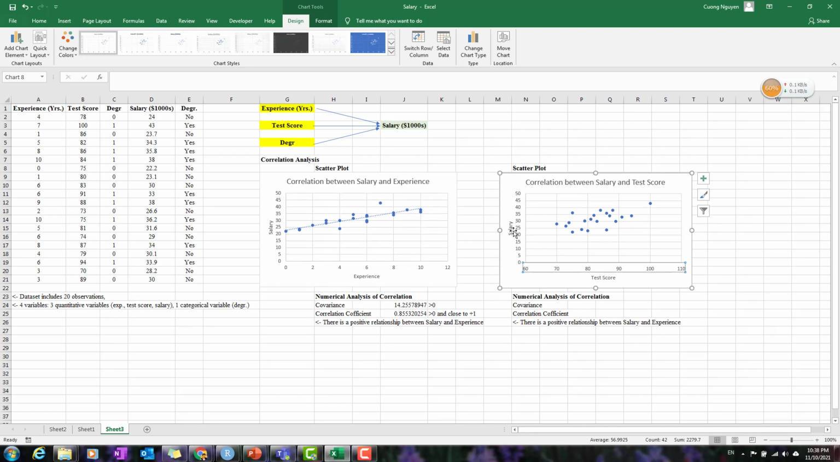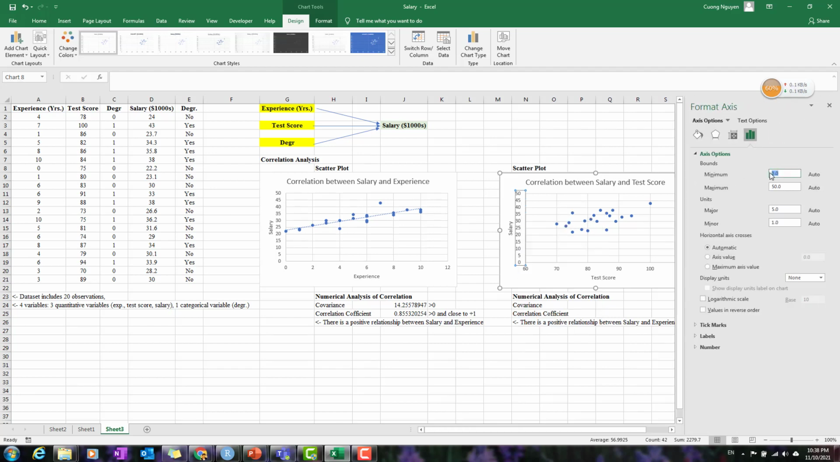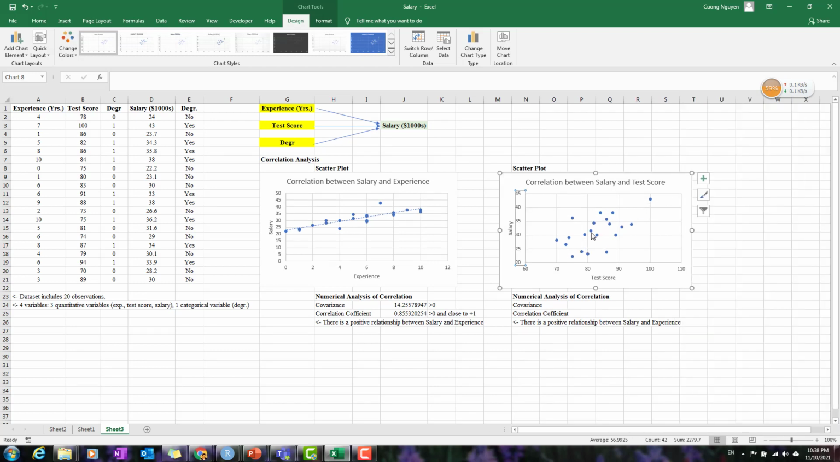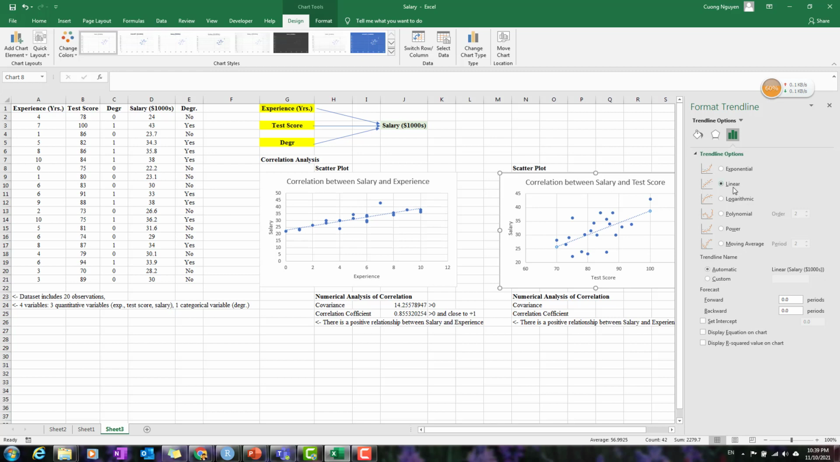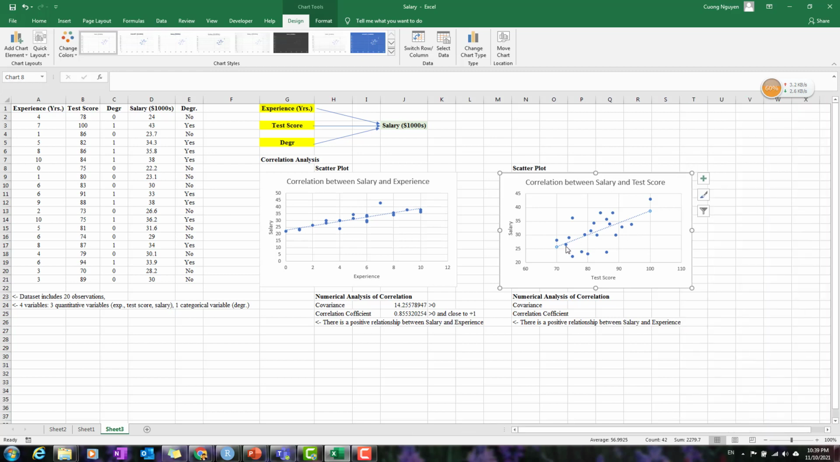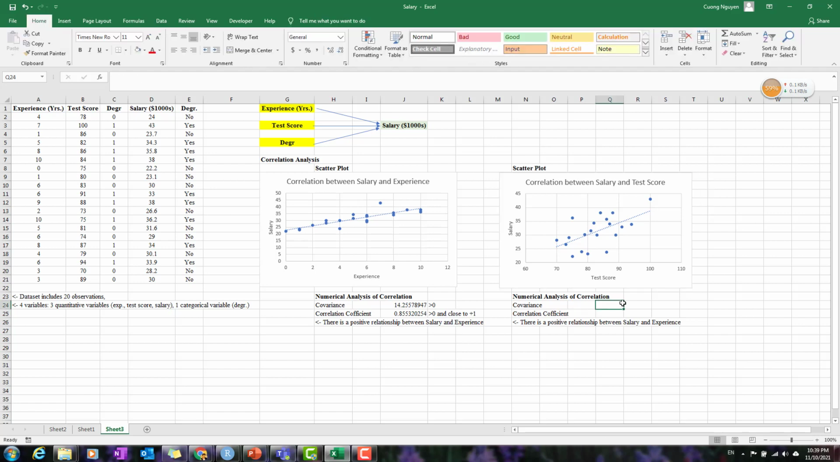The same thing applies to the vertical axis for salary. From 0 to 50, but I don't use the space from 0 to 20, so I clean it out. I do the same, format axis, and start from 20. It looks better now, right? And of course you can add a trend line. You use the linear one, and you see it's going up, so that should be a positive relationship.